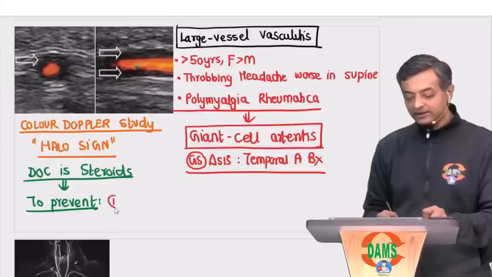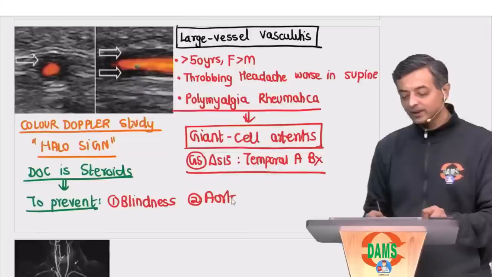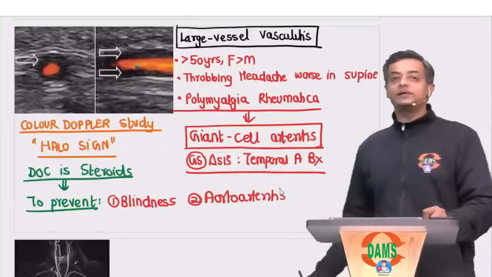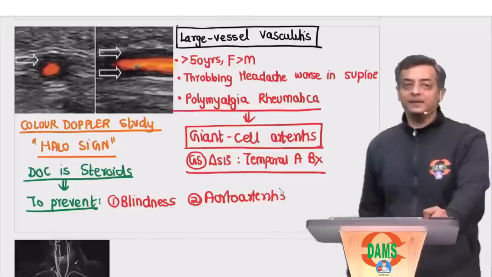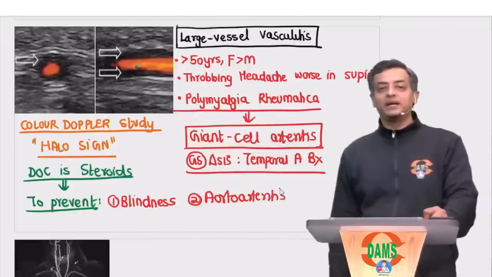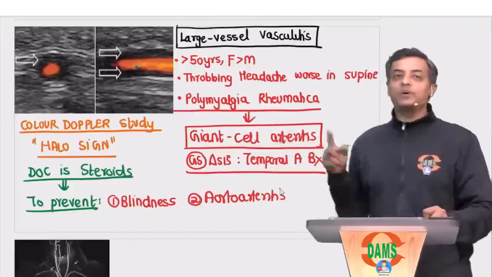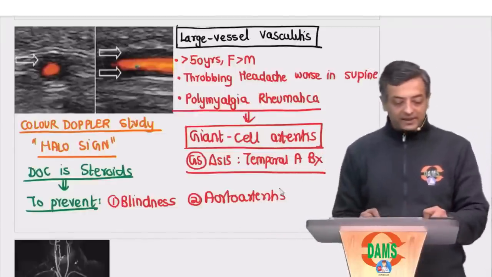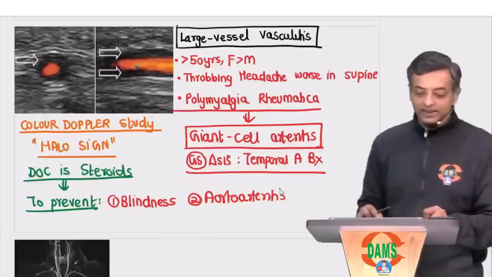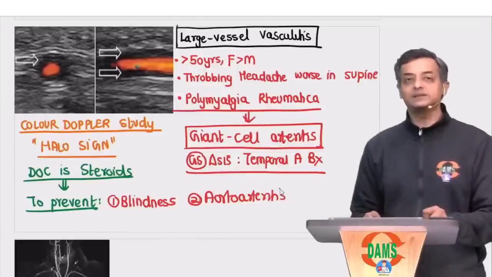One is blindness and the other is aortoarteritis. Prevent the blindness, and the other one, aortoarteritis, needs to be prevented. That is our very important one. That is giant cell vasculitis. Giant cell arteritis is there.